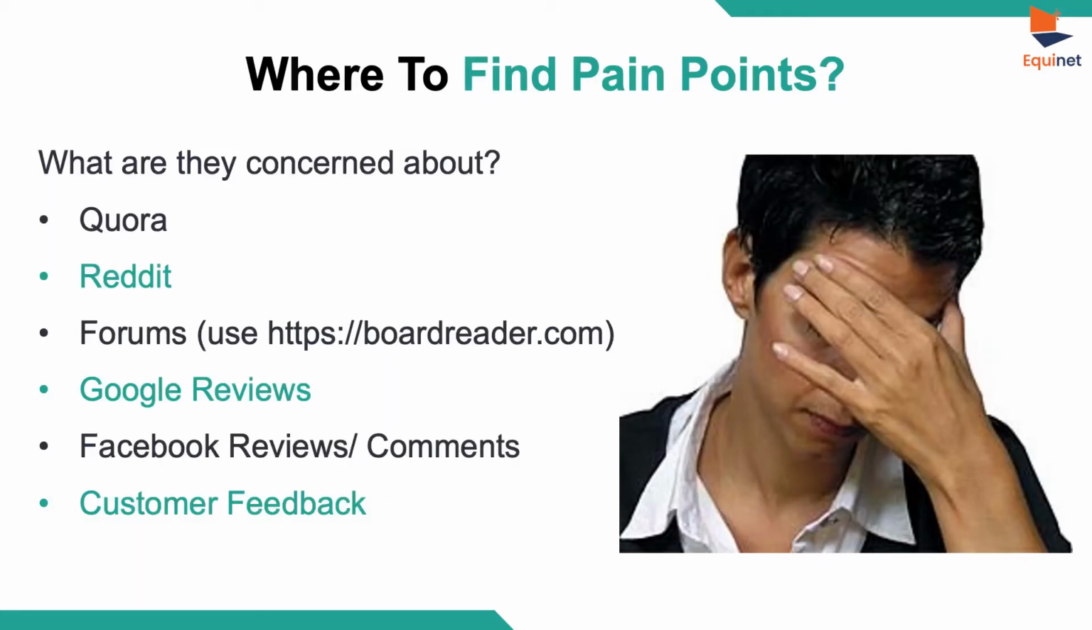Now, how do you find out these pain points? There are a few ways to do so. For instance, you can search on Quora, a Q&A platform, or Reddit, an online platform, for topics related to your brand. You can also look through Google or Facebook reviews of your brand or your competitor's brand to gauge which customer needs are not being met.